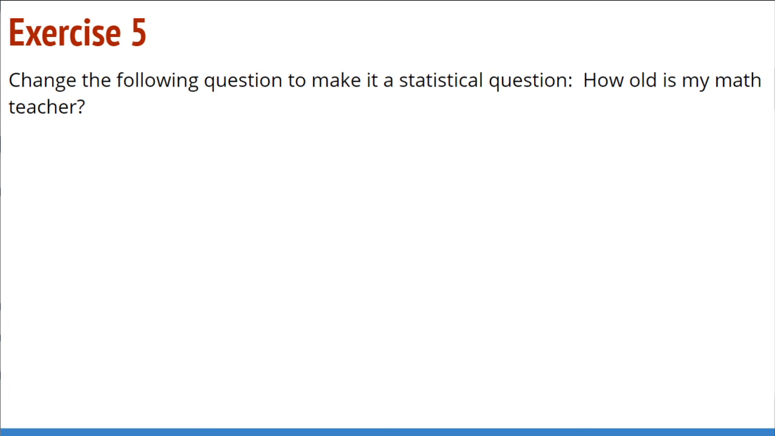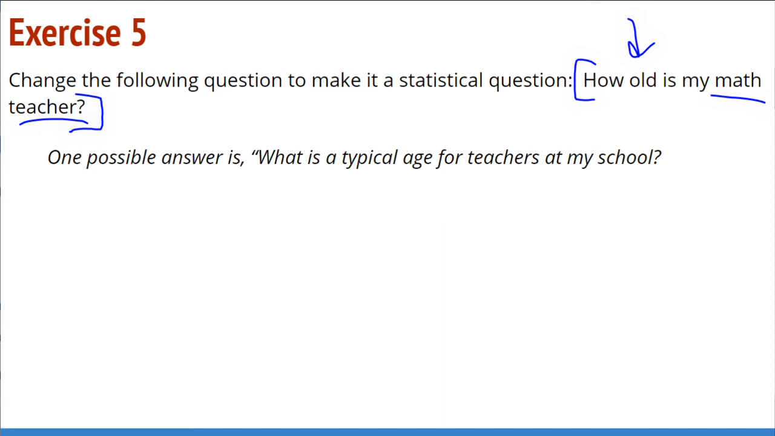Okay, here we've got a question that we want to change and make it a statistical question. How old is my math teacher? Well, we're collecting data, age, but we're only collecting from one source. We're only collecting from one person, which means we won't have any variability. So we need to rewrite this question so that we can have variability. We could ask the question, what is a typical age for teachers at my school? Now we've got a whole bunch of different teachers we're collecting data from. We have the opportunity for variability.